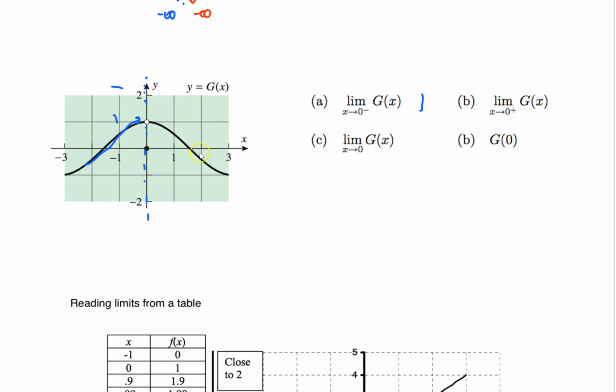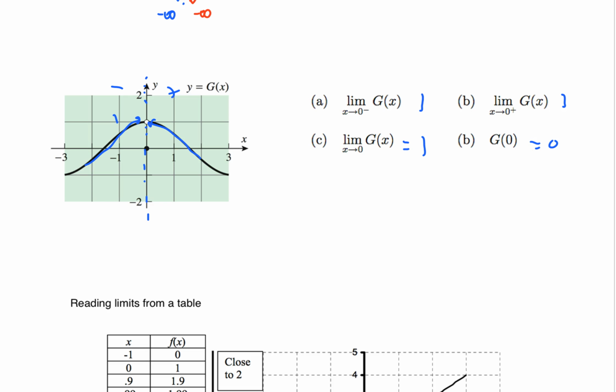Now the graph from the right-hand side. Coming from the right, what's your graph doing as you get closer to 0? Also looks like 1. They match, so your limit is 1. G of 0, what's basically saying what's the closed circle there? 0.